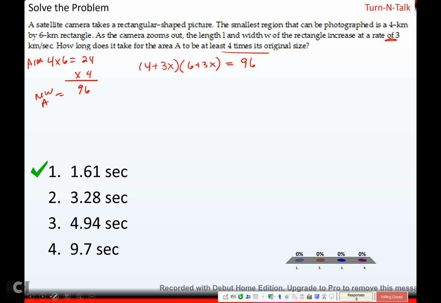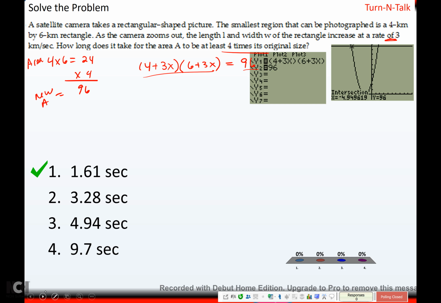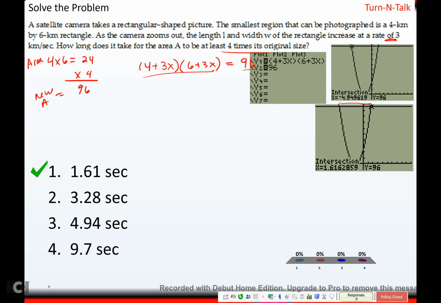So if you type in this side for y1 and this side for y2, and you calculate the intersection, over here it would be at negative 5 seconds, which makes no sense. We throw that one out. And if I calculate this one, I get approximately 1.62 seconds. It'll be an area of 96. Okay?